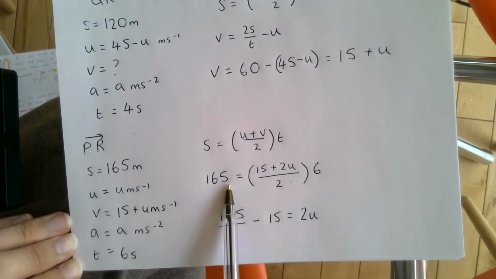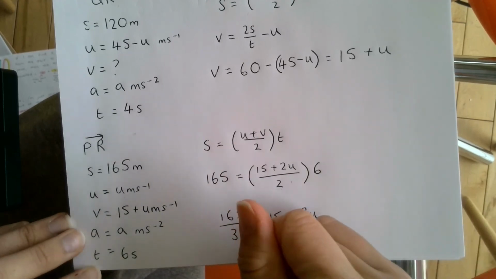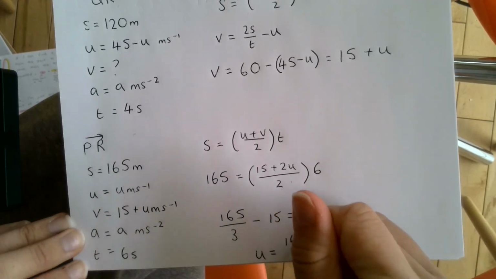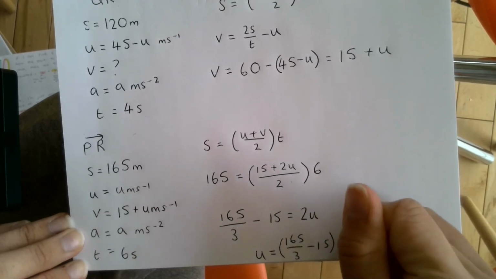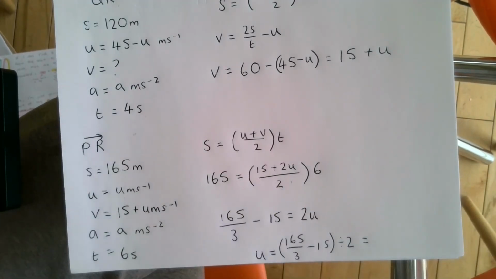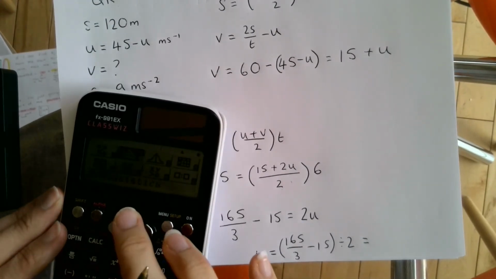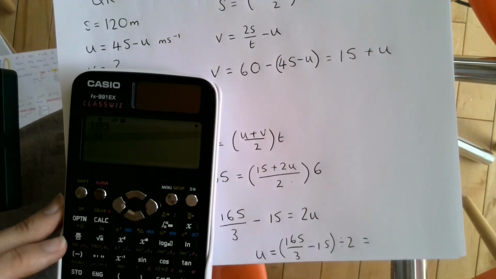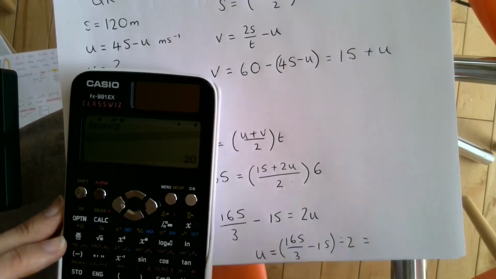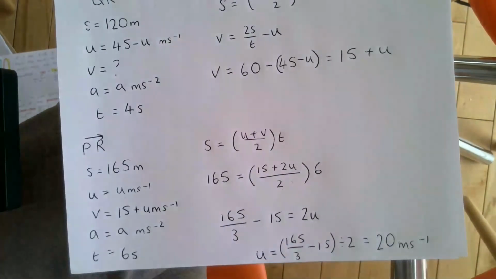If you need to do this in a longer way, then that's fine. Just check that you can get down to my answer for u here. So u is going to be equal to (165 divided by 3 minus 15), all divided by 2. Let's see what we get for that answer. I'm going to type that in on the calculator. So I'm doing 165 over 3 minus 15, and then dividing my answer by 2. So I should get 20 metres per second, and that is what u is equal to.